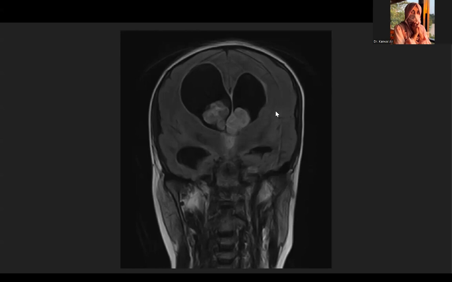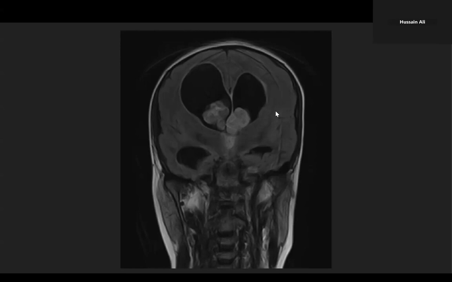What will be your most important differential here? The intraventricular lesion, I would think about ependymoma or subependymoma. Yes, the subependymoma will most likely be a very important differential here, because the location is very typical for the foramen of Monroe.